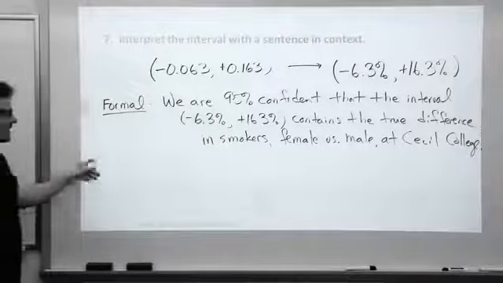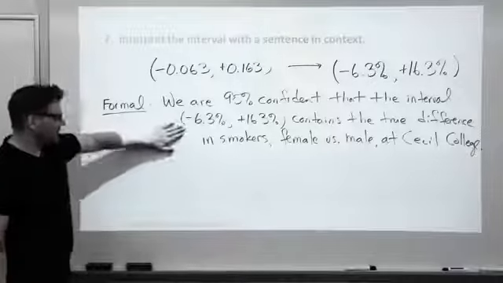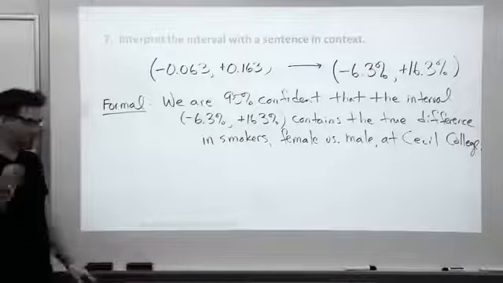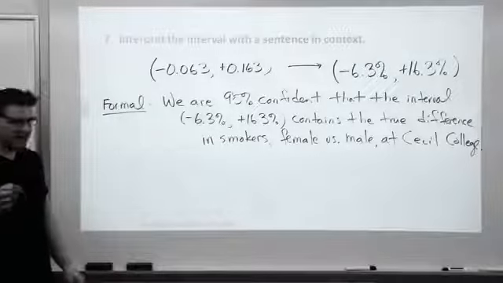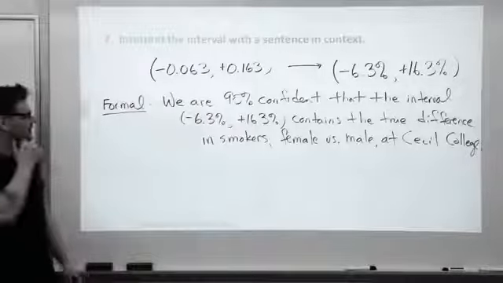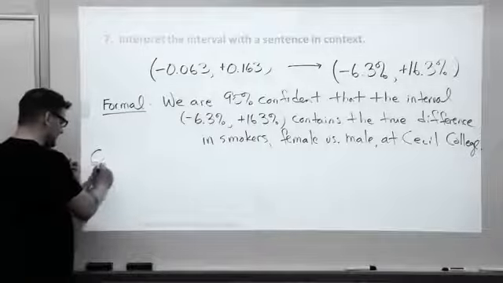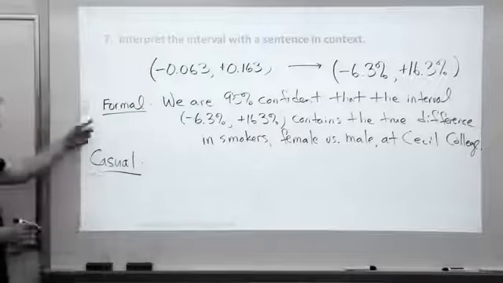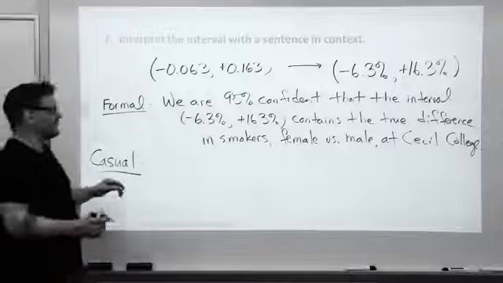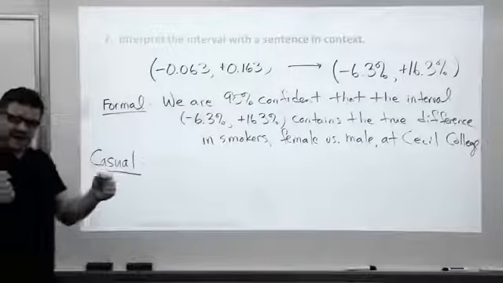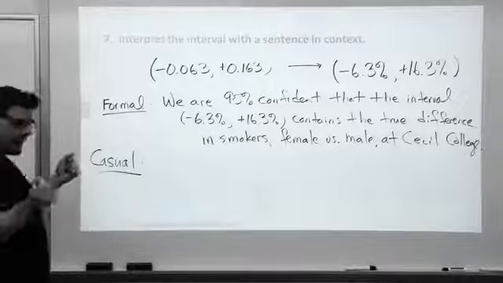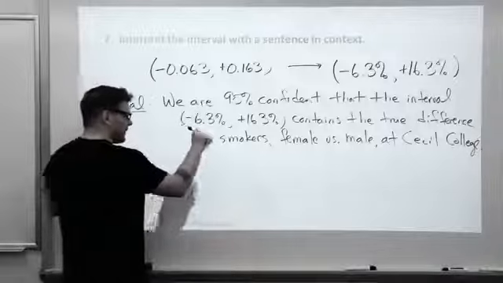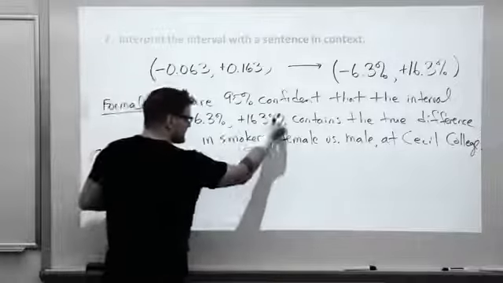We're 95% confident that this interval here, the negative 6.3% up to positive 16.3%, contains the true difference in smokers, females versus males at Cecil College. Maybe we go casual next. And this is fine. Formal's fine, casual's fine. You've got to think of the order of subtracting, right? I took female minus male for the whole problem. Females had a higher number in the percentages from the sample data.